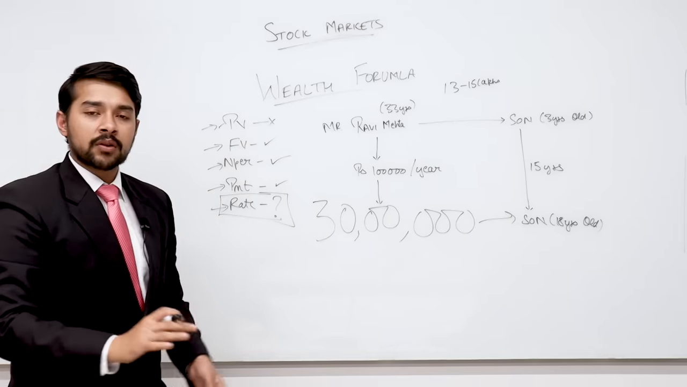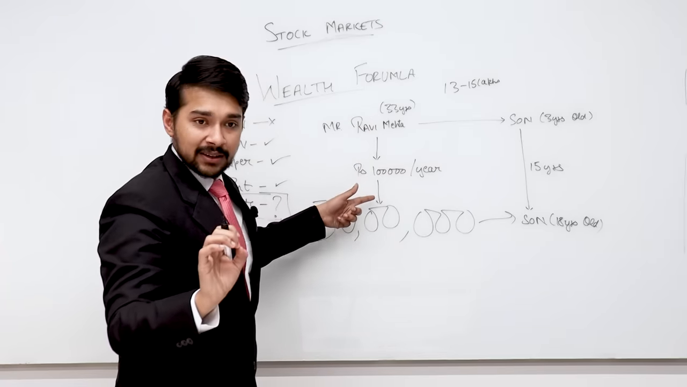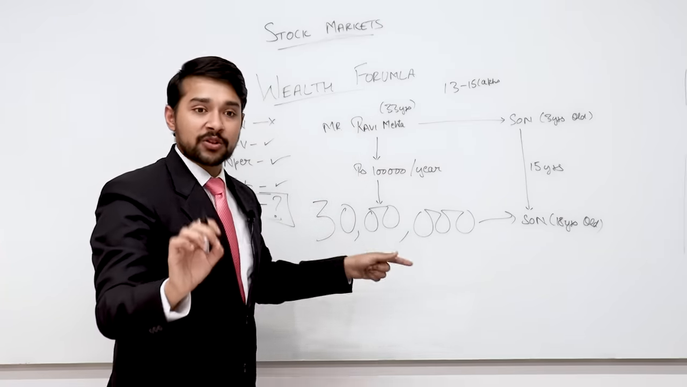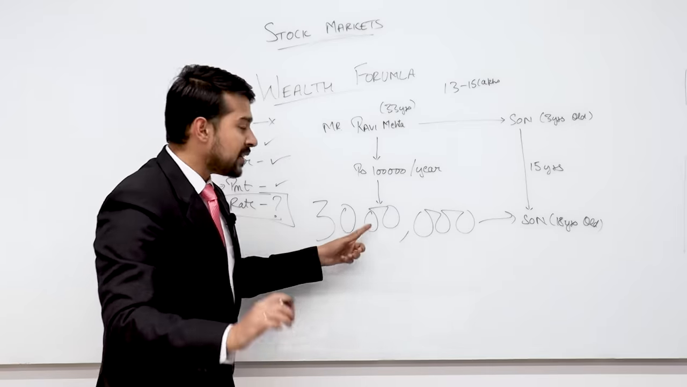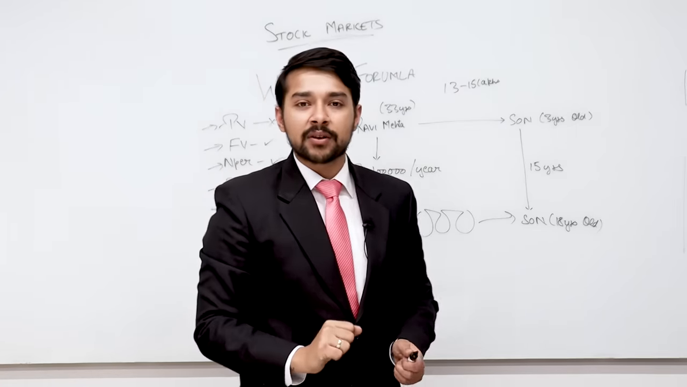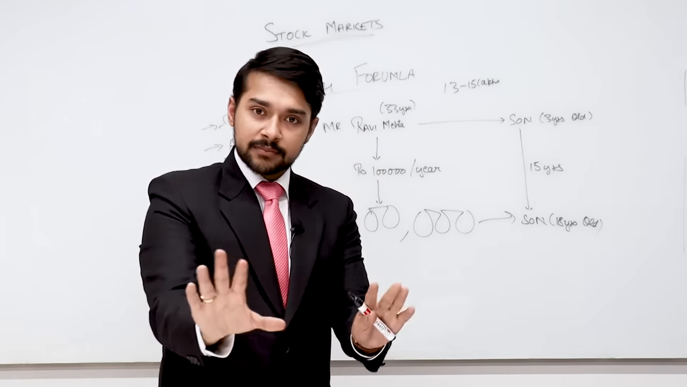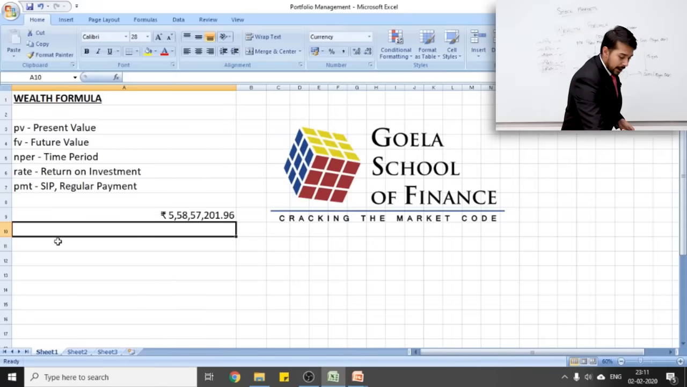We need to find out how much Ravi needs to earn every year. How much should his annual growth be every year so that he meets his target? और एक बार annual growth पता चल जाएगी तभी तो उसको advise करोगे ना कि gold खरीदो, real estate खरीदो, equity खरीदो, right?